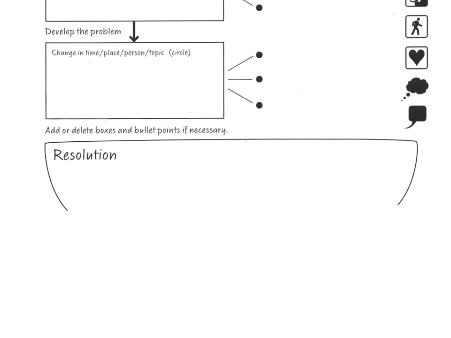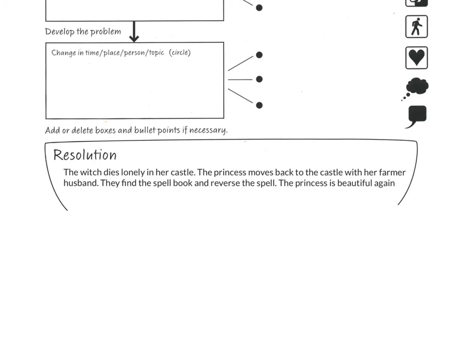And now we're going to look at the final bit of the plan, which is the resolution. That's how we solve the problem. So how I'm going to solve the problems in my story? The witch dies lonely in her castle. The princess moves back to the castle with her farmer husband. They find the spell book and reverse the spell, and the princess becomes beautiful again.